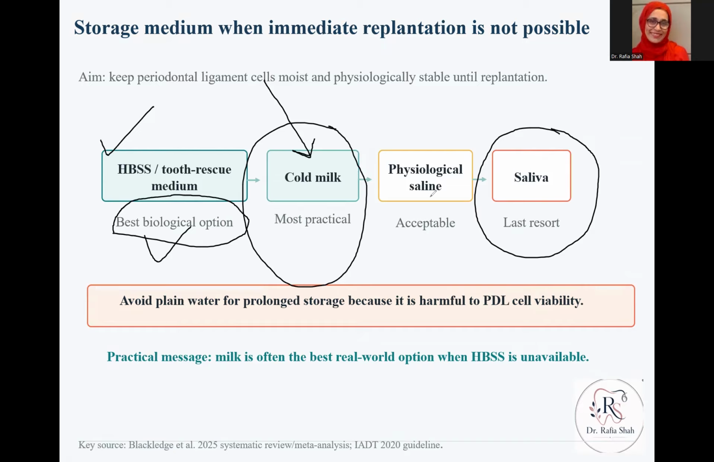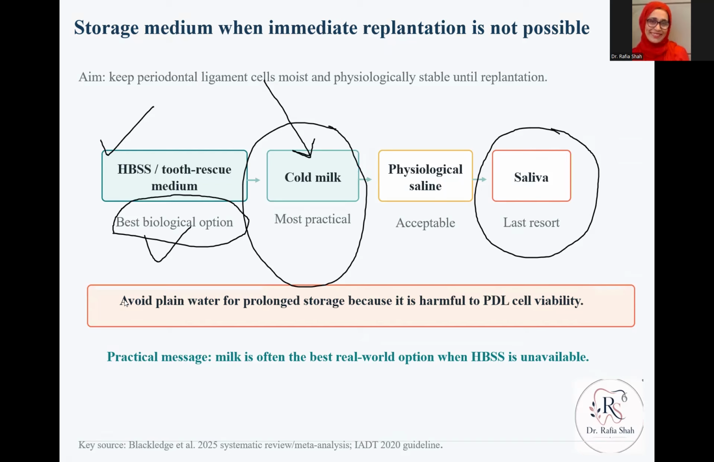Then some physiological saline media are also available. We can place the tooth into the saline as well. This is another storage media, but it is an acceptable medium, not ideal or practical. And as the last resort, we can ask the patient to put the tooth into the oral cavity if an adult. To children, we do not say this.